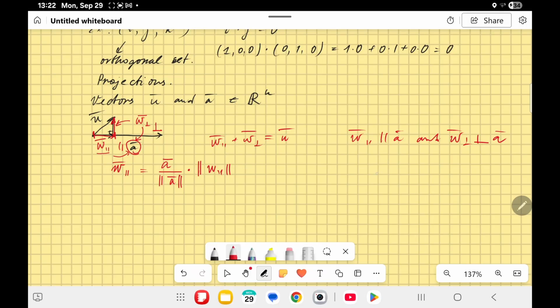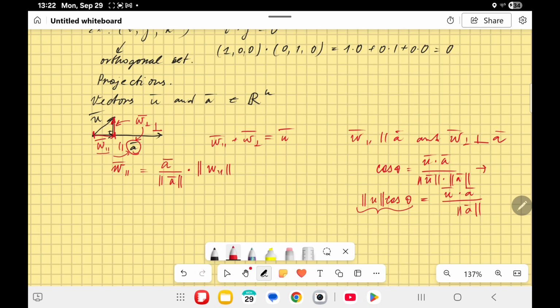Well, remember you have a formula. Cosine of theta between two vectors, U and A, is going to be the dot product of U and A divided by norm of U multiplied by norm of A, right? From where you can find cosine of theta. So what we have over here is going to be the length of this projection.